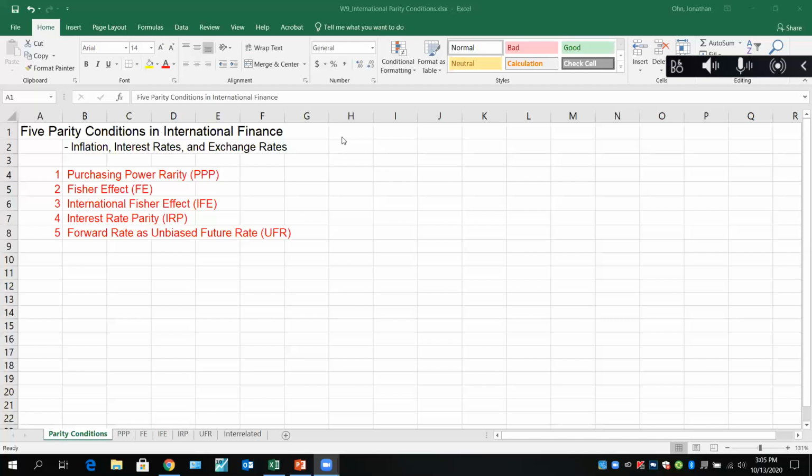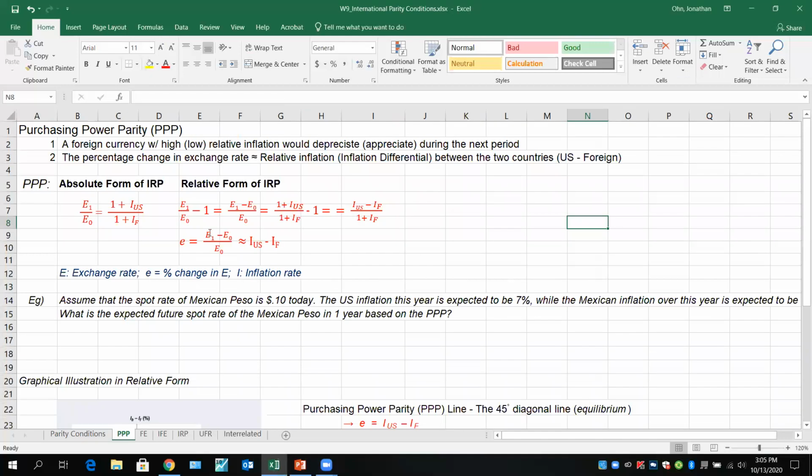And fifth, forward rate as an unbiased estimator of future spot rate. So that's the last one. So these five complete the equilibrium system in international finance. You'll see what I mean there. Okay. The first one is purchasing power parity.